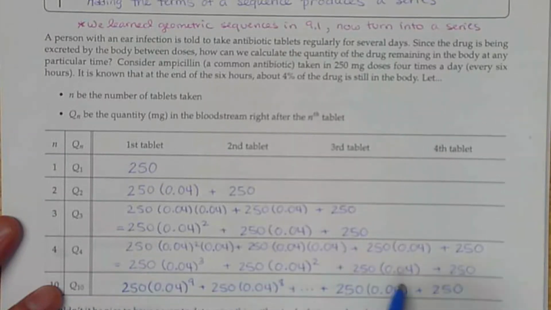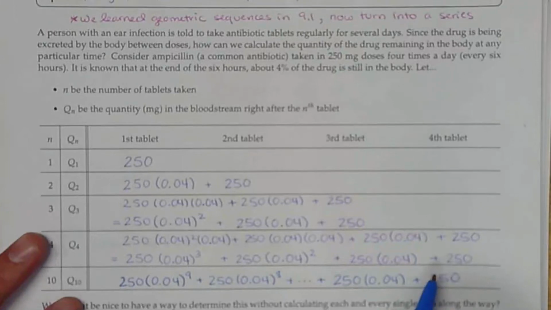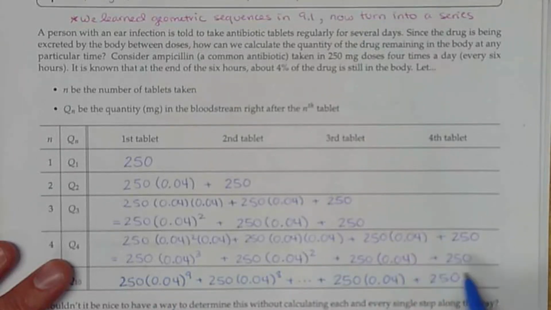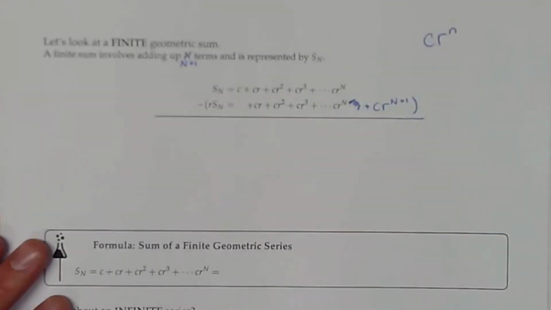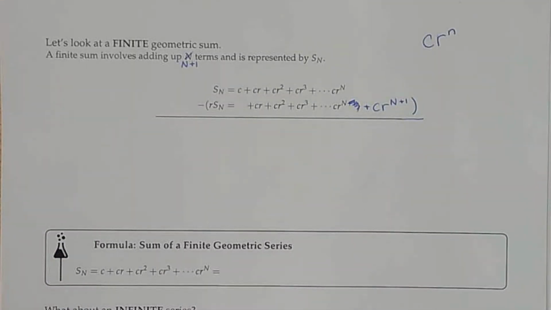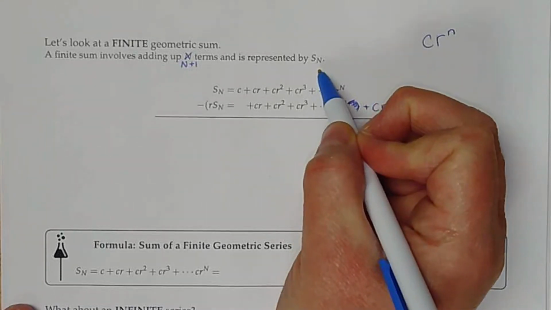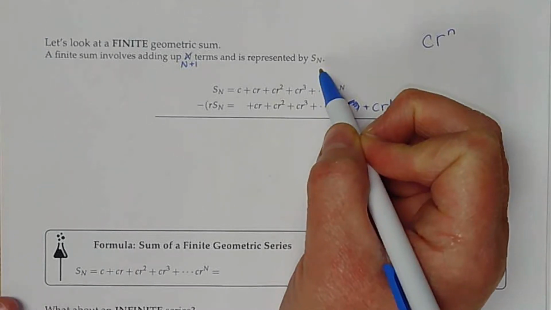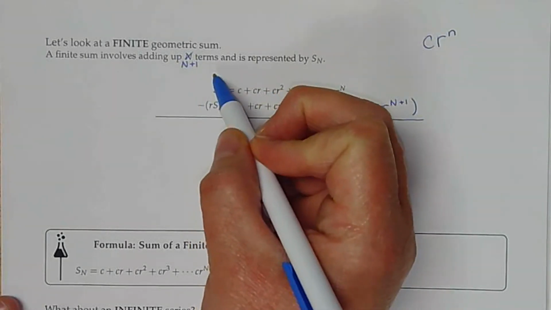So you see a 250 in each of these. And then our common ratio r is this 4%. So I have 4% cubed, 4% squared, 4% to the first, and then this would be 4% to the zero. All right, so our geometric sum is going to be represented by a capital S with a subscript of capital N. And so that finite sum involves adding up the capital N plus 1 terms.